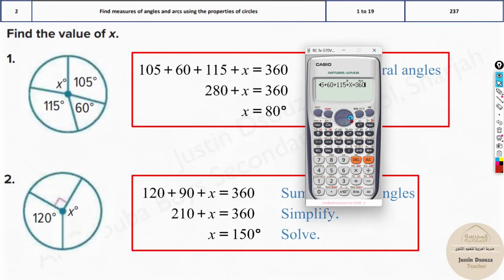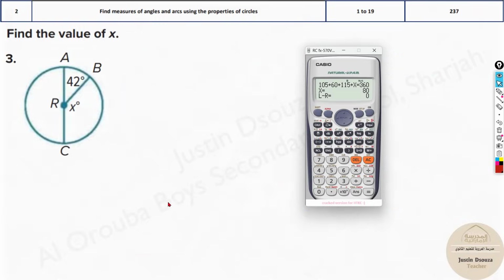105 plus 60 plus 115 plus x, then equals, that is alpha calc, and x is alpha and this over here, closing the bracket symbol. Now, don't press equal to, you will not get the answer because you have used an equation and a variable. Press shift and solve and it will solve for x, and then press equal to, you will get the answer, that's 80 degrees. And similarly you can try the others.